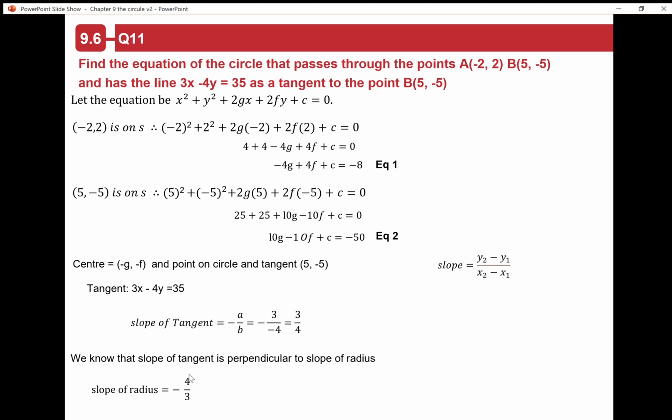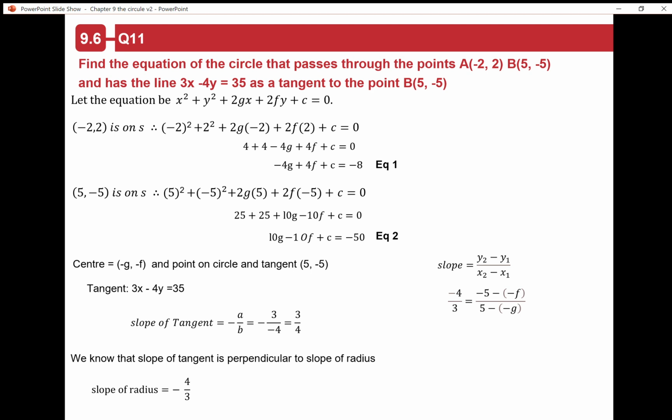And 2 points that are on my radius line are my center and 5, minus 5. So let's call my center x1, y1, and let's call my point x2, y2. Substituting this information into my equation for the slope gives me minus 4 over 3 is equal to minus 5 minus f over 5 minus g.